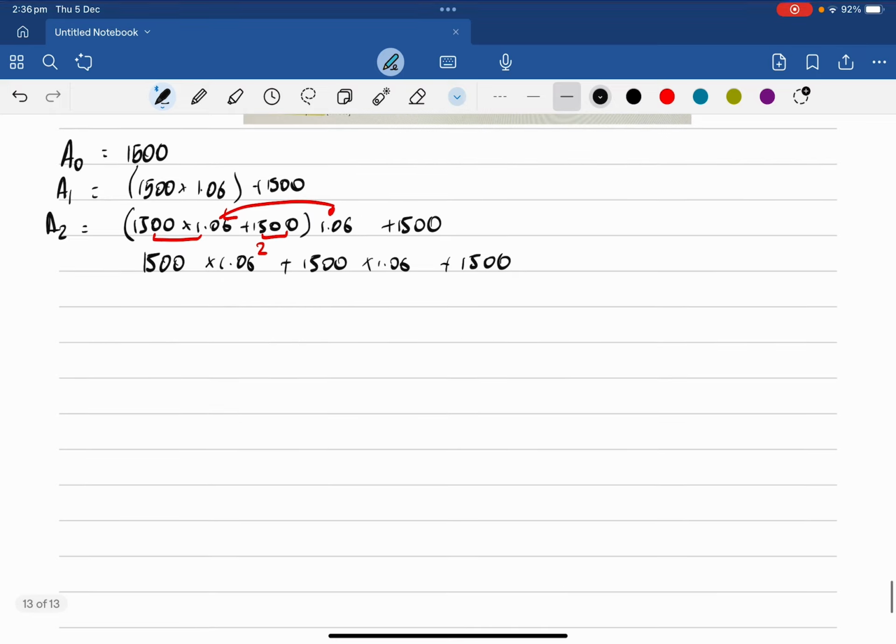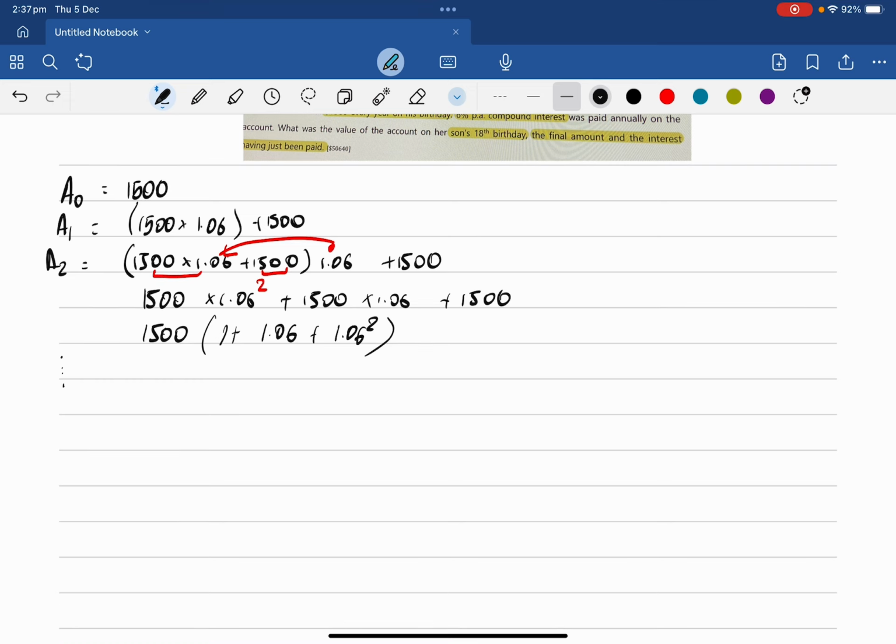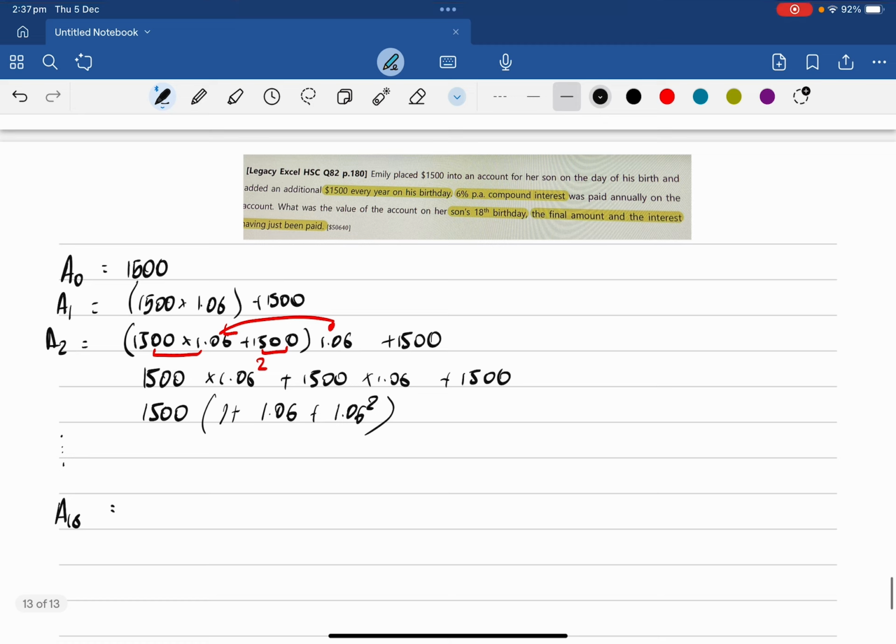Now we can factorize this. We can take the 1,500, which is common, out, and let's start from the reverse because it makes it easier down the line. Treating this as our first term, it's 1 plus 1.06 plus 1.06 squared. That's what we get. And then this pattern continues until the son's 18th birthday, A18.